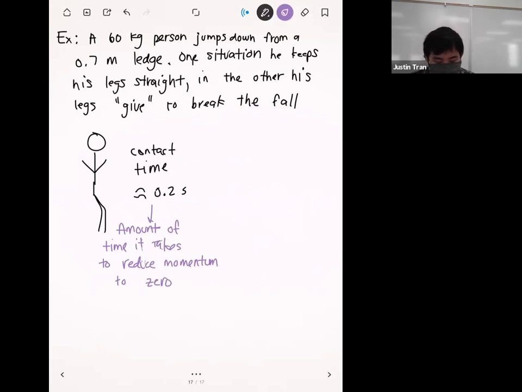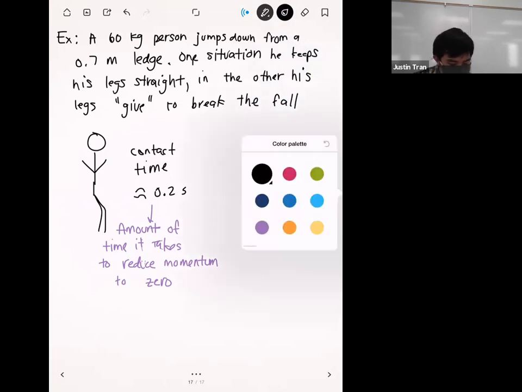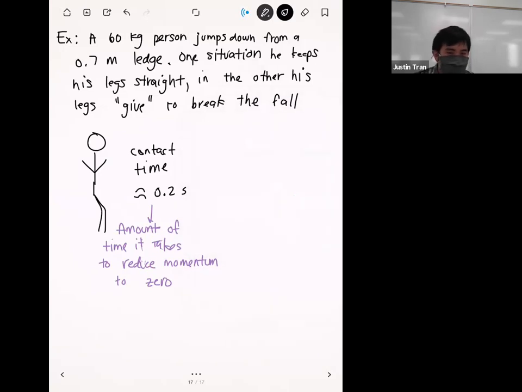And so when physics textbooks say contact time, what they really mean is the amount of time it takes to reduce momentum to 0, okay? For this problem, when this person jumps off the ledge, he's going to have a very large vertical velocity. And so the amount of time it takes to go from that vertical velocity to 0 velocity is going to be 0.2 seconds, okay?